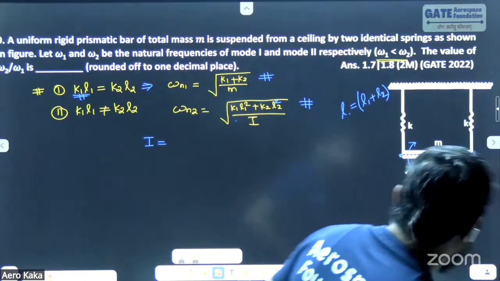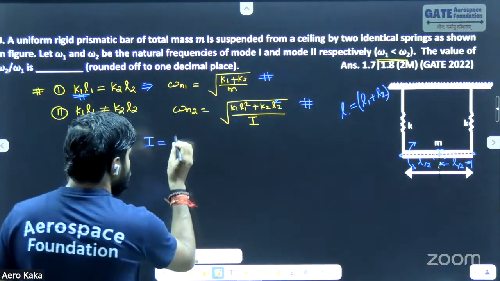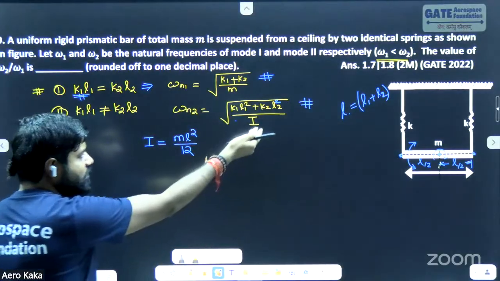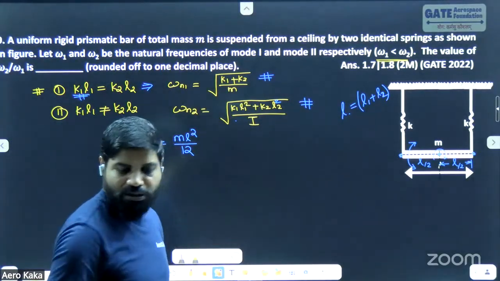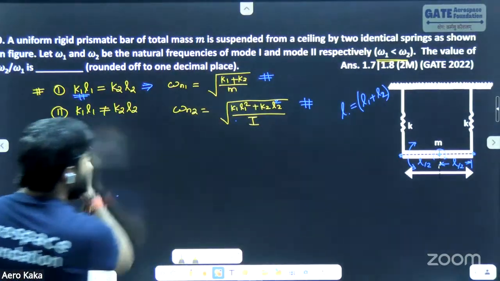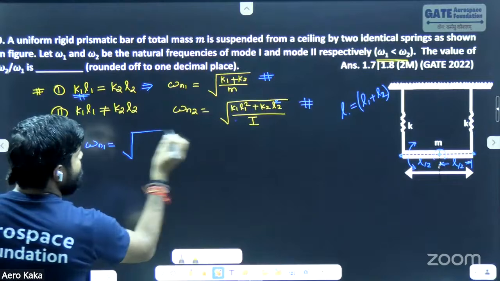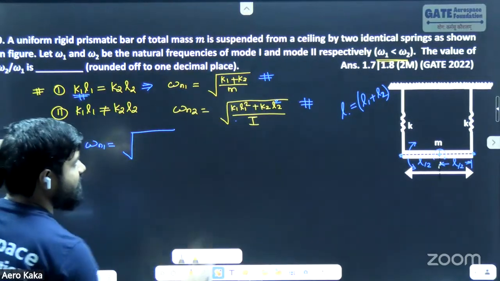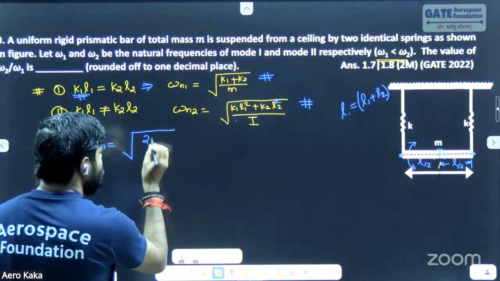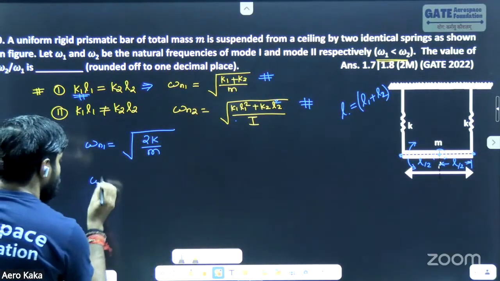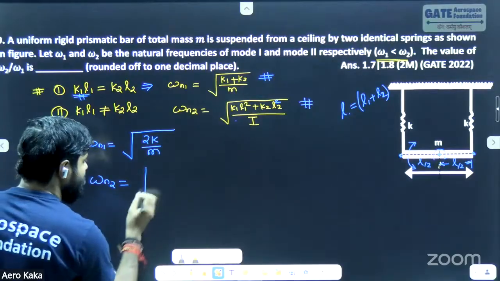So what is the value of I going to be in this case? I is going to be ml square by 12. If we substitute I equal to ml square by 3, it is going to be wrong. Calculate. What is omega n1? Omega n1 is equal to, what is k1? It is k. What is k2? K. So it is going to be 2k by m. Let's see whether we are getting the correct value or not.